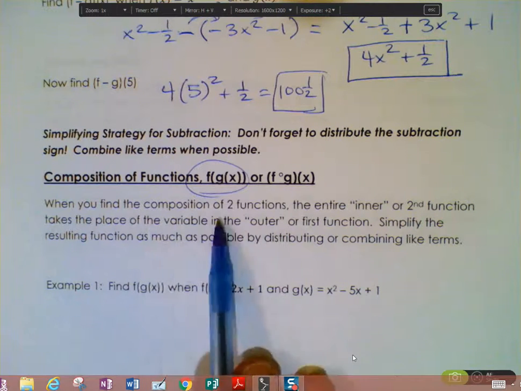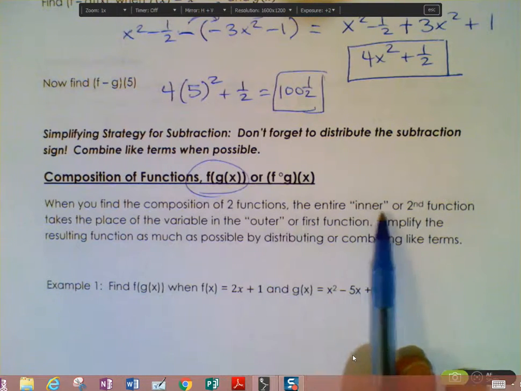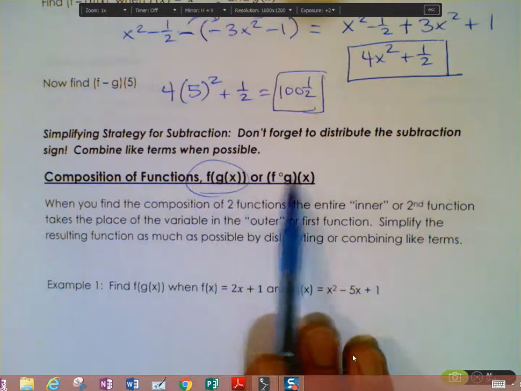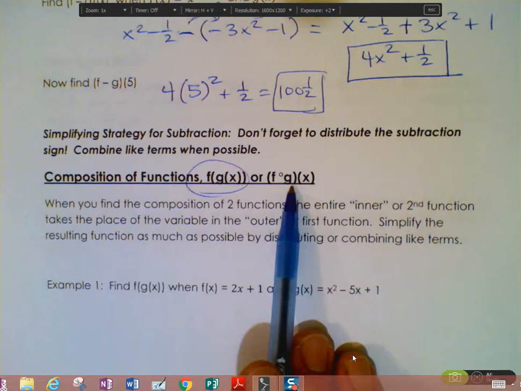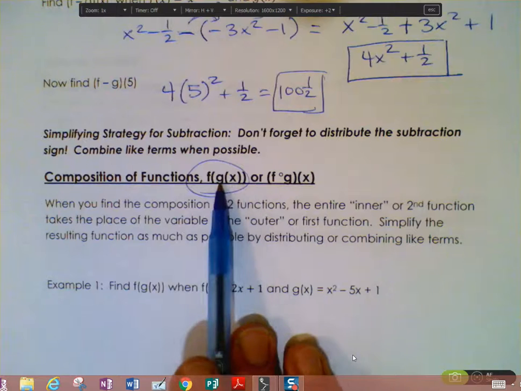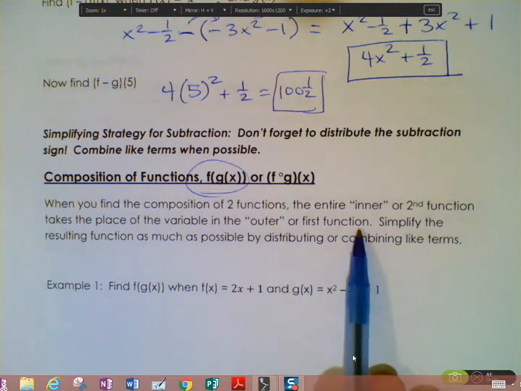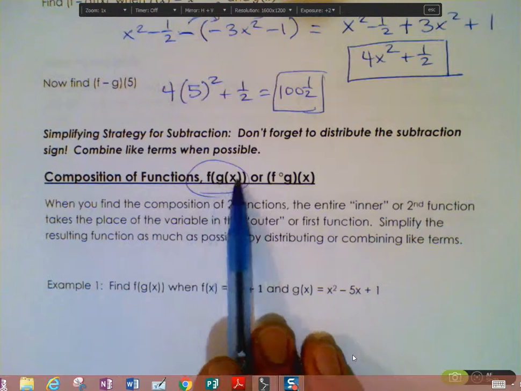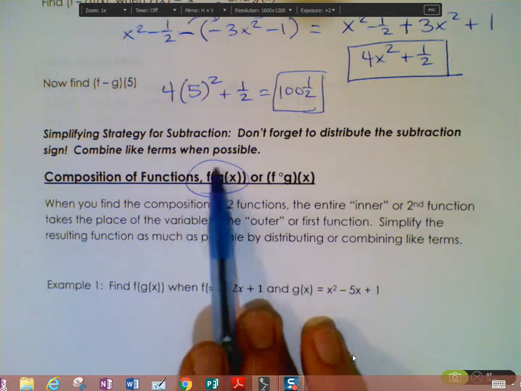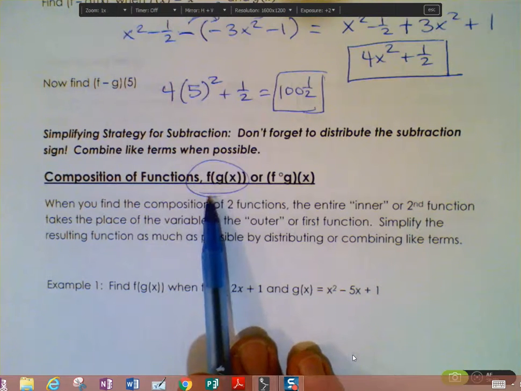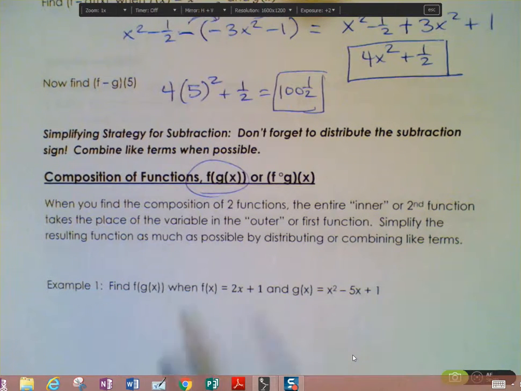When you find the composition of two functions, the entire inner or second function, so this would be the inner function, g of x, that would be the second function we're talking about, takes the place of the variable in the outer or first function. So we're going to plug the entire function g of x into the x of the f of x function. It sounds more complicated than it is. Then we simplify and do as much as we can by distributing and combining terms. So let's take a look.